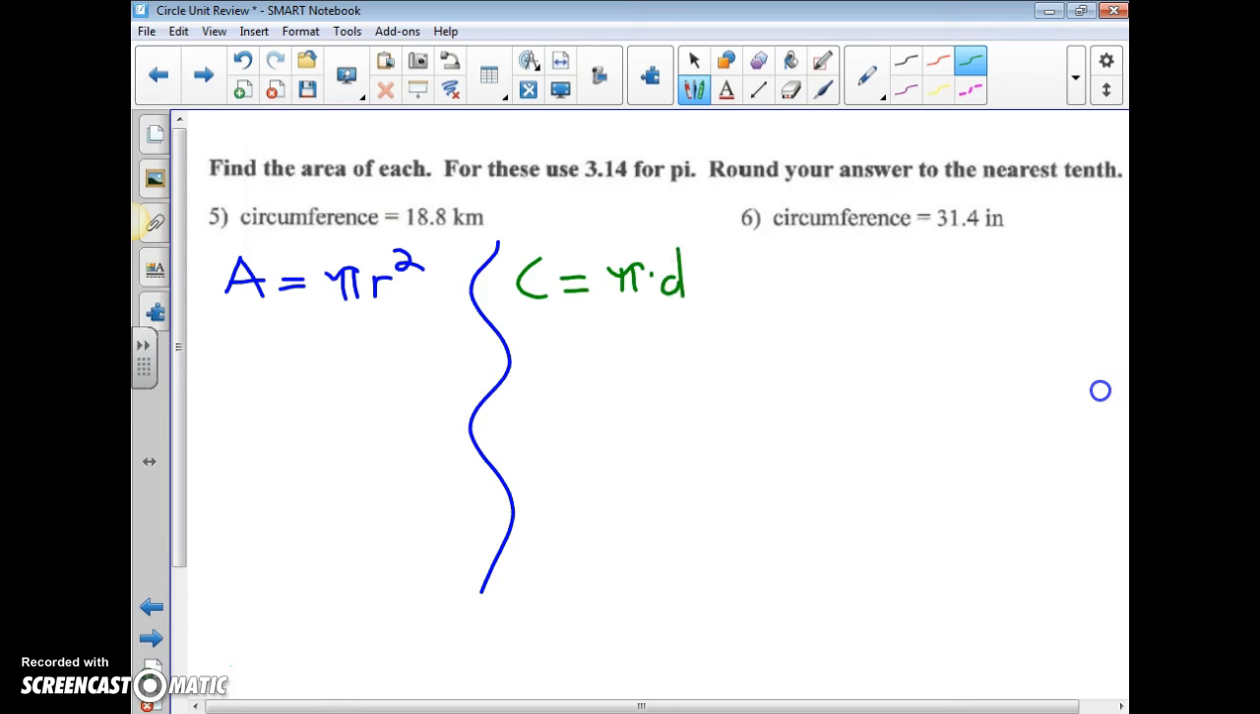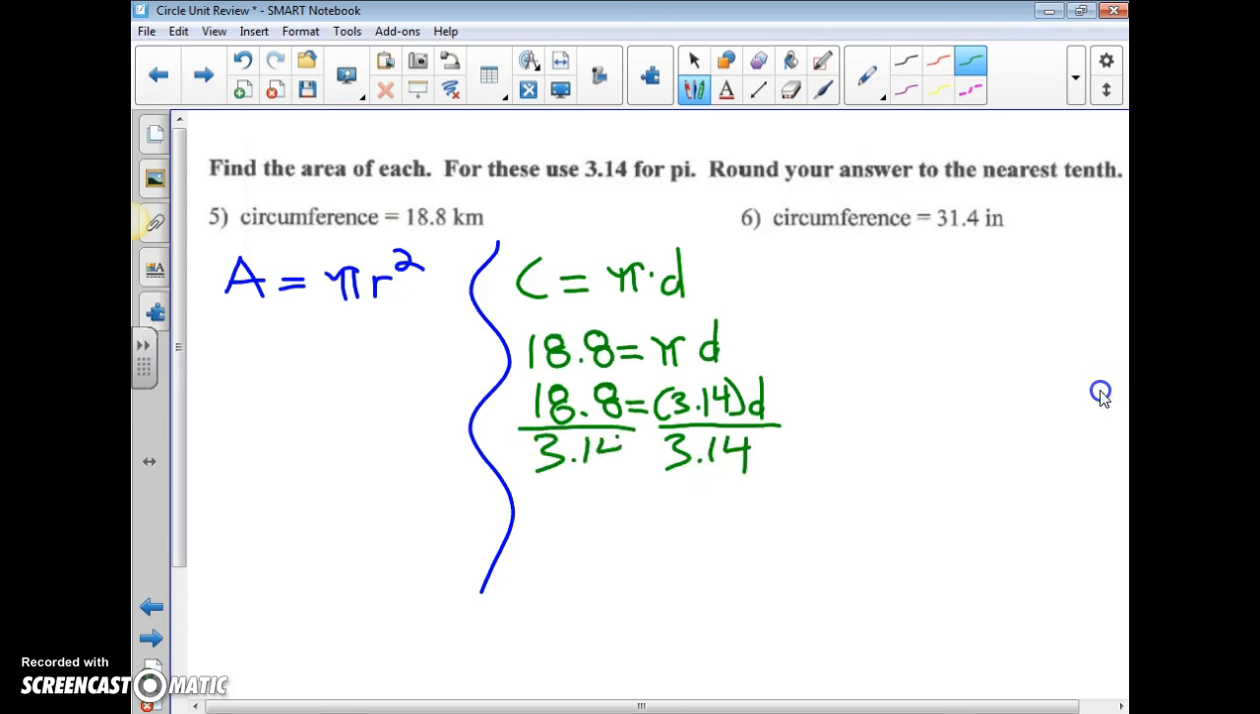So I'm going to start there and use it. The circumference is 18.8 equals pi times the diameter. And again, for pi, I'm going to be using 3.14. I want to continue to solve this equation, so I want to divide by 3.14. It eliminates it on the right side, so I've got my diameter equal to, at this point, I want to use my calculator to finish this problem out. Okay, and I'm going to show you why.